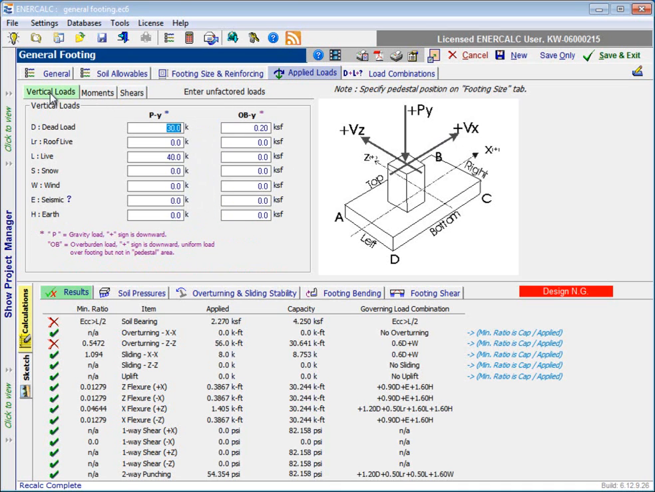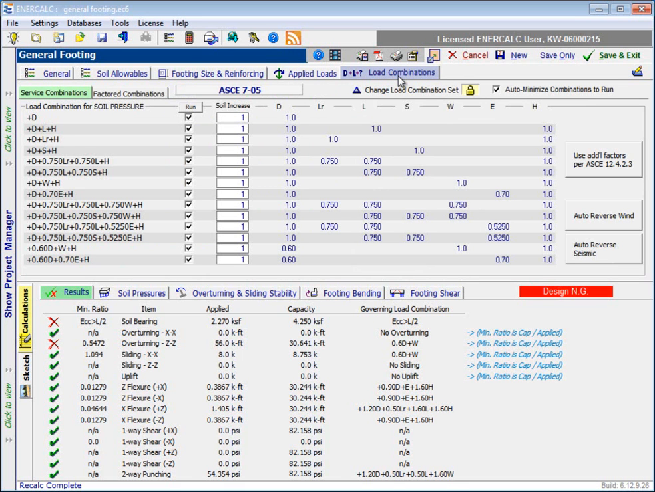Okay, so that is a thorough look at the way that we would define the applied loads that are going to be resisted by the subject footing here on the Applied Loads tab. Obviously, you can use any combination of the load cases that are provided and any combination of the vertical loads with their overburdens, moments, and shears. Just keep in mind that they are to be entered as unfactored or service level loads, and then ultimately to be factored up when we move to the Load Combinations tab. So the Load Combinations tab is where we will move next.